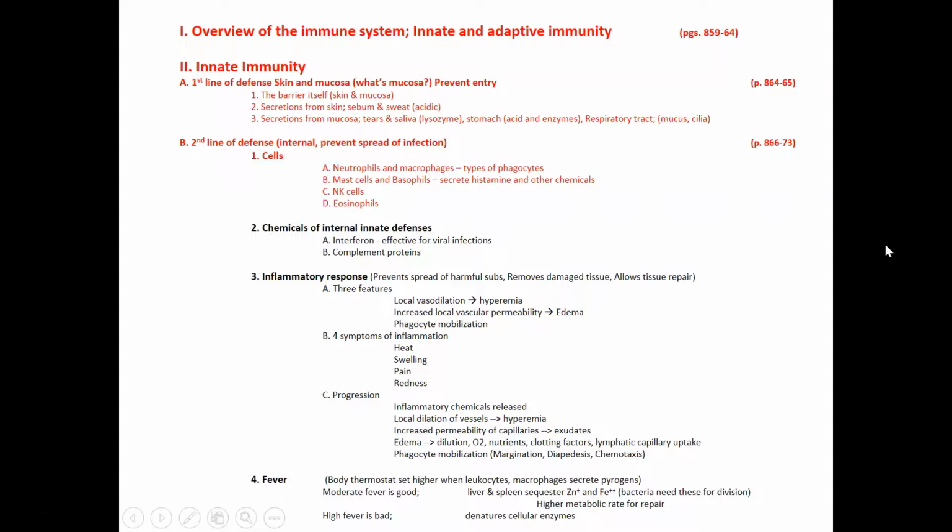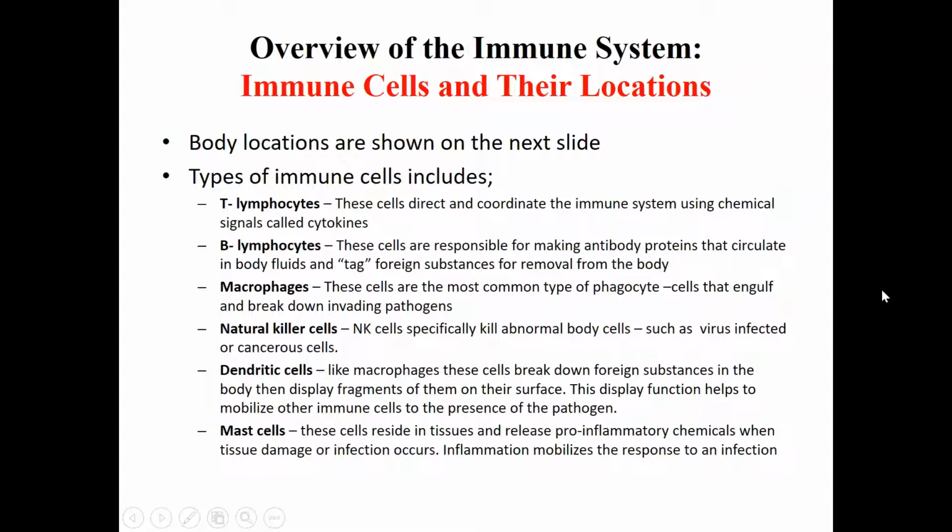Okay, so let's start with some overview of the different types of immune system cells and where they are located. And this is going to mesh with the previous chapter, the lymphatic system, a little bit, because the locations are mostly the lymphatic organs. And so the locations are on the next slide. So let's go through the types of cells first. There are the T cells and the B cells, or lymphocytes. These are critical cells in what's called the adaptive immunity, and we'll go through them towards the end of this chapter.